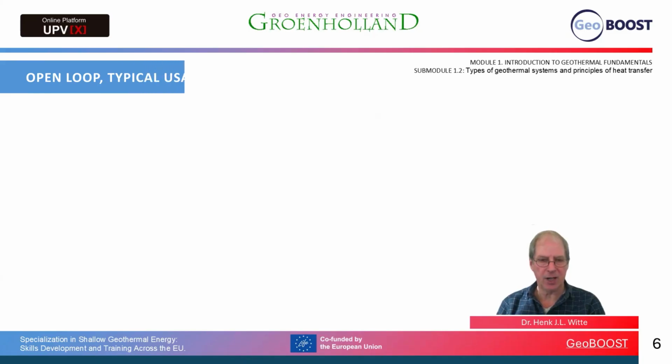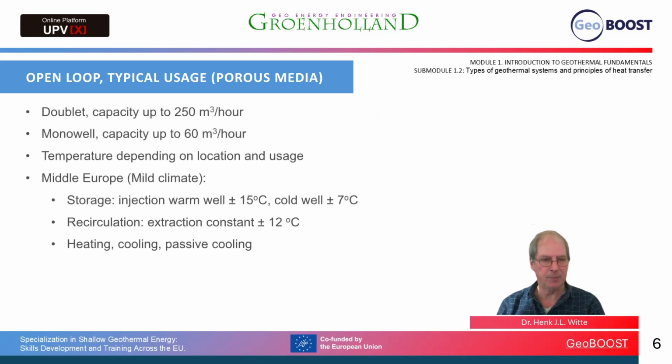Here we can take a look at how those systems will operate in practice with regard to capacity and temperature. A doublet, either a storage or a recirculation system, has a very high capacity. Each well can have up to 250 meters cubed per hour. A mono well has a limited capacity, up to 60 cubic meters per hour. And then, of course, the thermal capacity will be limited in relation to that limited volume of water flow. The temperature, of course, depends on the location and usage. You will have much higher water temperatures in South Europe and much lower water temperatures in Northern Europe.